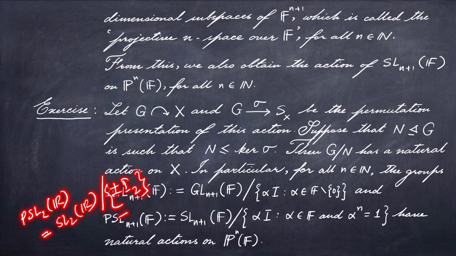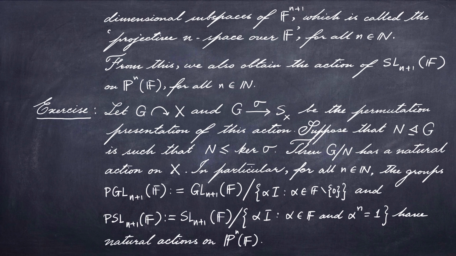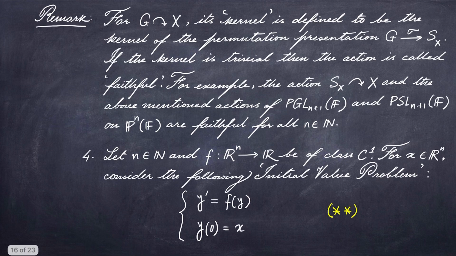This is because in the first case this group, and in the second case this group, is actually contained in the kernel of the permutation representation of that action. That's quite easy to see. I leave all these verifications to you as usual.